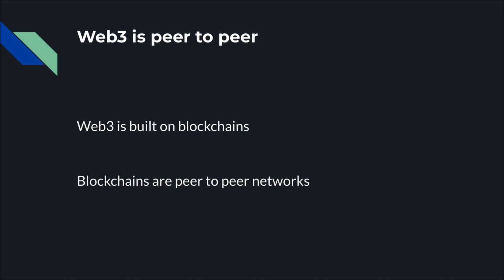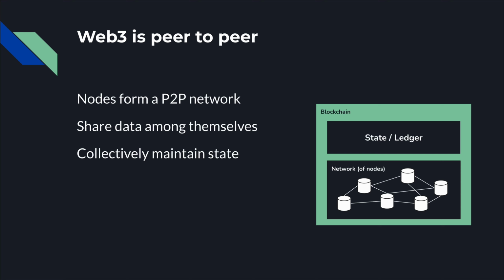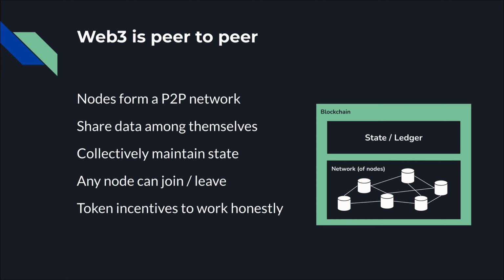P2P networks lie at the heart of the Web3 industry because Web3 is built on blockchains, and blockchains are essentially P2P networks. So the entire Web3 industry is mostly peer to peer. In a blockchain, the nodes of a blockchain form a P2P network, and these nodes share the data among themselves, and they collectively maintain the state of the blockchain, that is, the ledger of the blockchain. Any node in this P2P network can join the network and contribute towards maintaining and running the blockchain, and they can also leave at any time. So, to help these anonymous nodes spread across the globe work together towards the goal of the network, they are also given token incentives that are hard coded in the network protocol via cryptocurrencies.